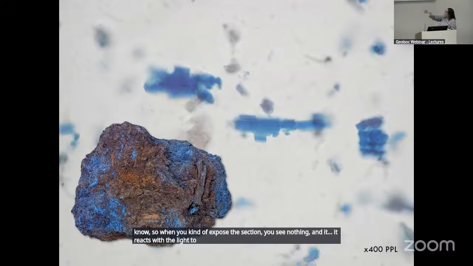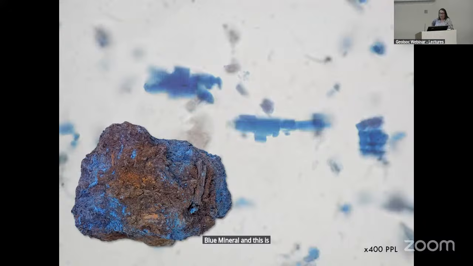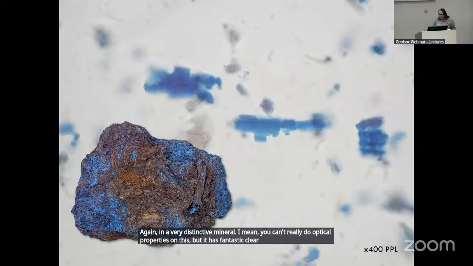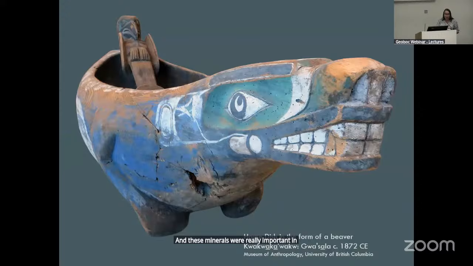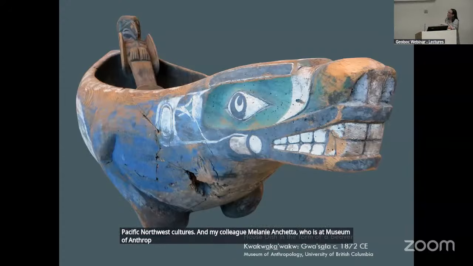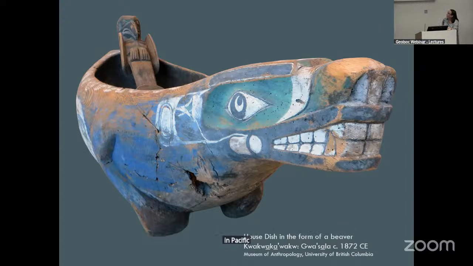And this is some vivianite from Papua New Guinea, of all places, in thin section in the background. Again, a very distinctive mineral. I mean, you can't really do optical properties on this, but it has fantastic pleochroism. And these minerals were really important in Pacific Northwest cultures. And my colleague Melanie Anchetta, who's at the Museum of Anthropology in the Smithsonian in North America, has done a lot of work on vivianite pigments in Pacific Northwest culture, and she is a Native American as well.